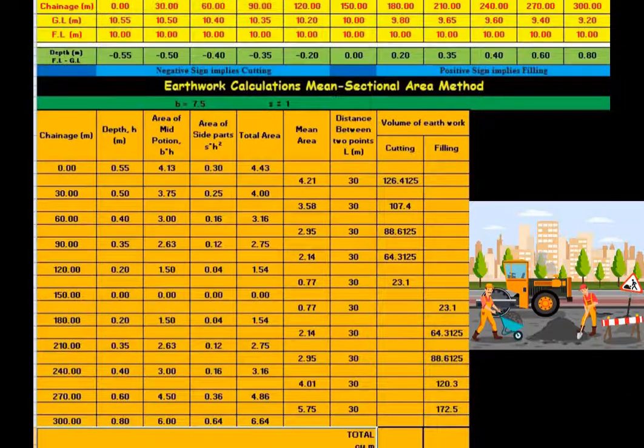Now the total volume of earthwork for cutting and filling. We sum up all the cutting values to get the volume of earthwork for cutting, and on adding the filling values we get the volume of earthwork for filling. So the volume of earthwork for cutting is 409.8375 cubic meter, and the volume of earthwork for filling is 468.83 cubic meter.